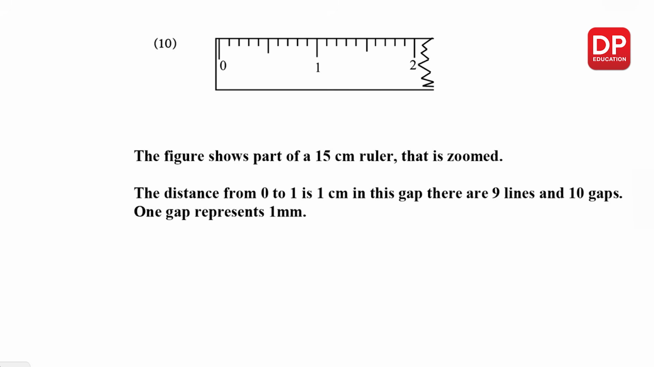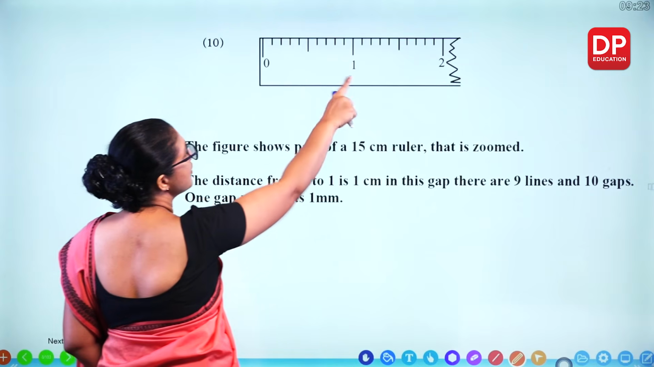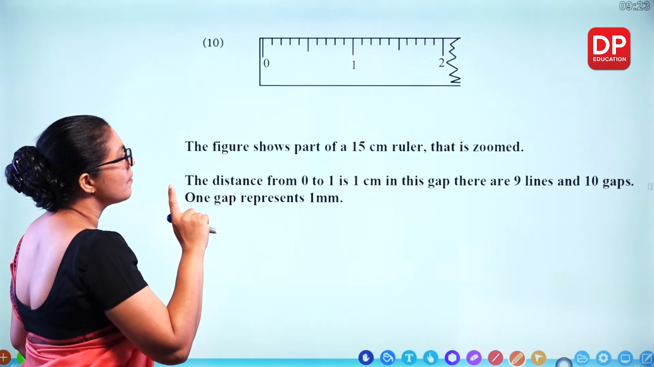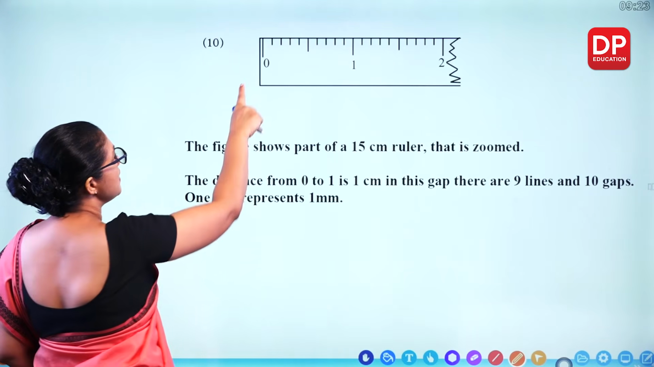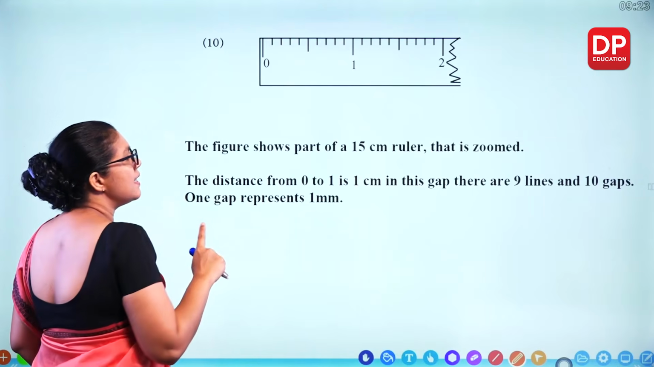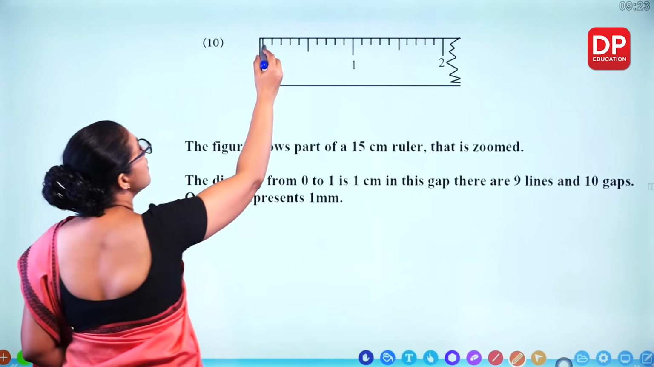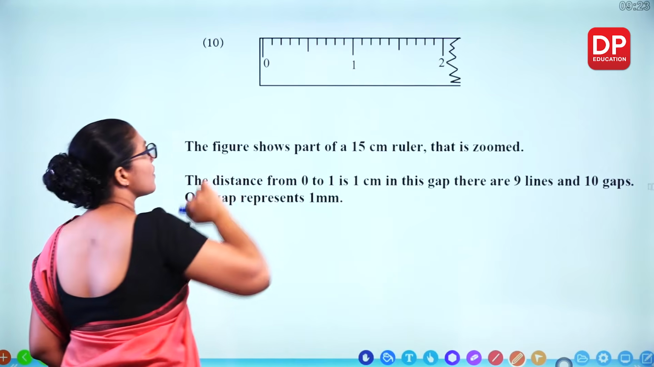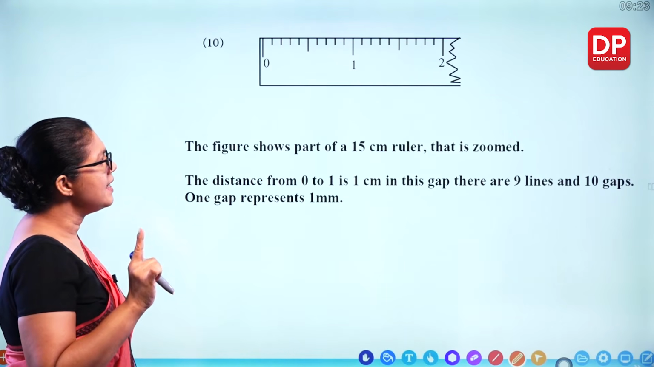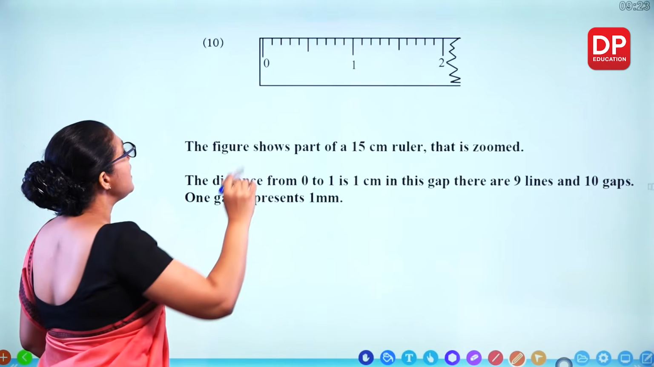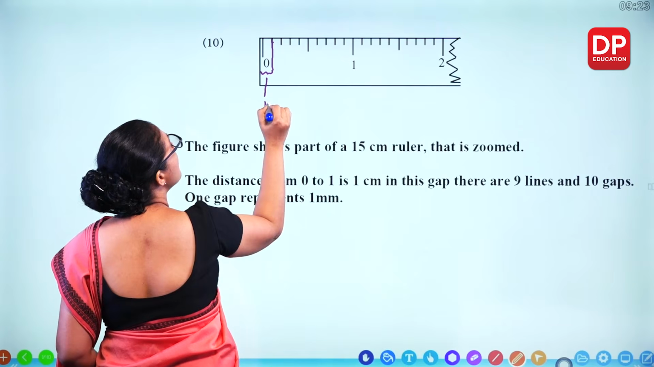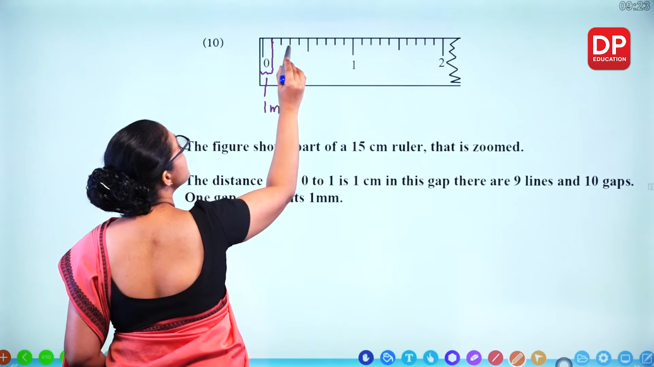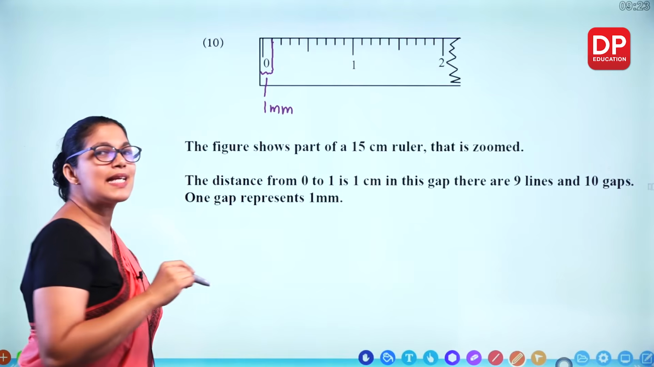Look at this one. The figure shows part of a 15 centimeter ruler. So this is 0 to 1. So that is zoomed. The distance from 0 to 1 is 1 centimeter. So this is 1 centimeter in the gap. So there are 10 gaps and 9 lines. So each part, this one is 1 millimeter. So there are 10 millimeters in 1 centimeter.